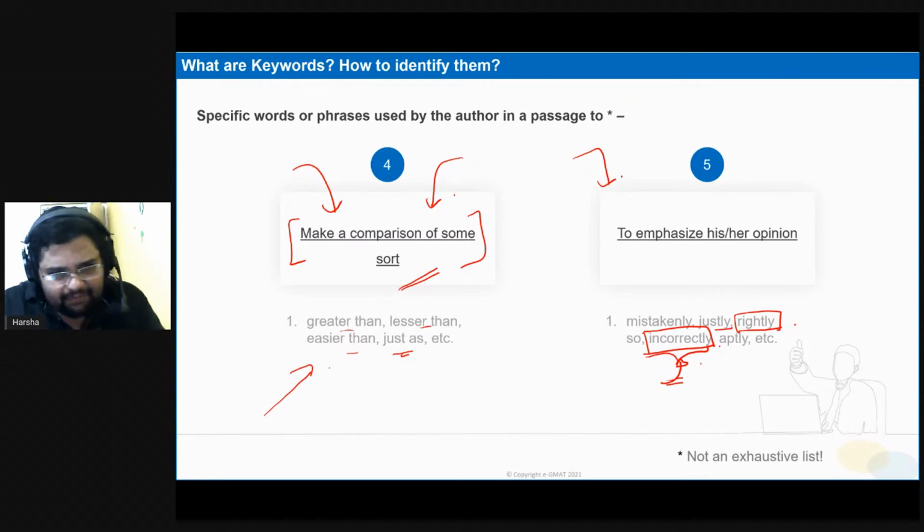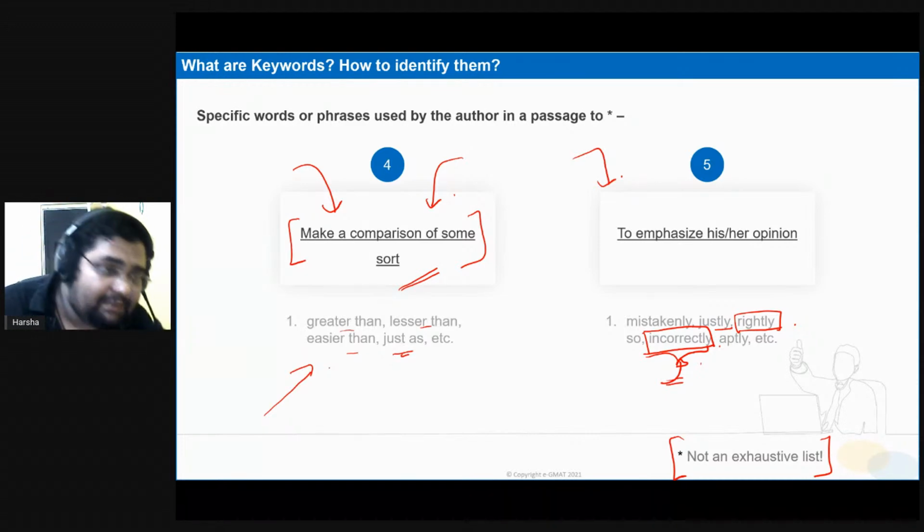Now we have discussed the types of keywords. The key point I want you to notice is that this is not at all an exhaustive list. It's an evolving discipline. There are multiple other types of keywords that I may have missed. These are some of the major ones that are extensively tested, that we have seen time and again.